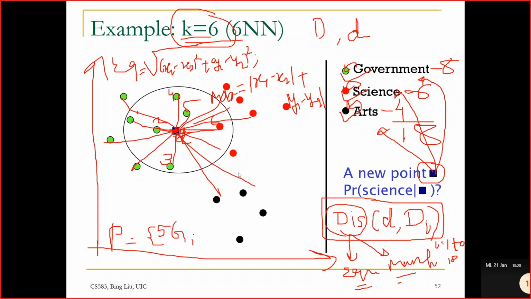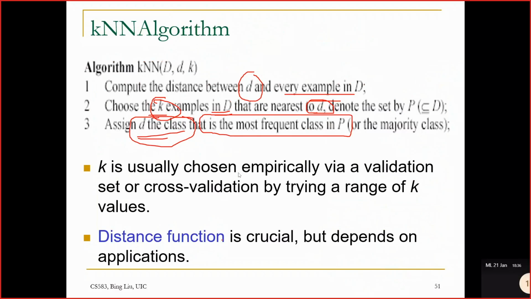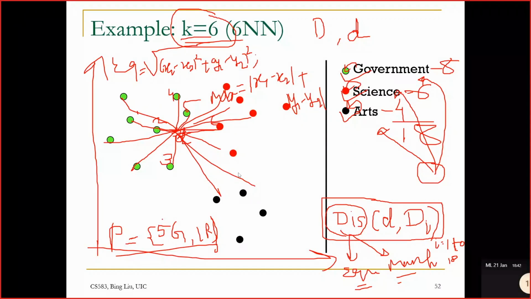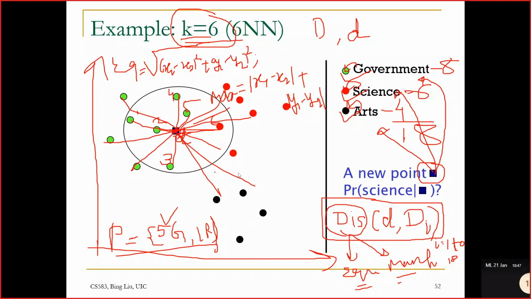5 greens and 1 red, right? Can you write it this way? P is equal to 5G and 1R. Now, which one is the most frequent? Here you can see the word is the most frequent class in P. So 5G and 1R: this one is the most frequent compared to this one. So now you can conclude that this unseen sample is going to fall under the government category, because the maximum points are in the given radius, meaning the closest 6 points, that is the number K.